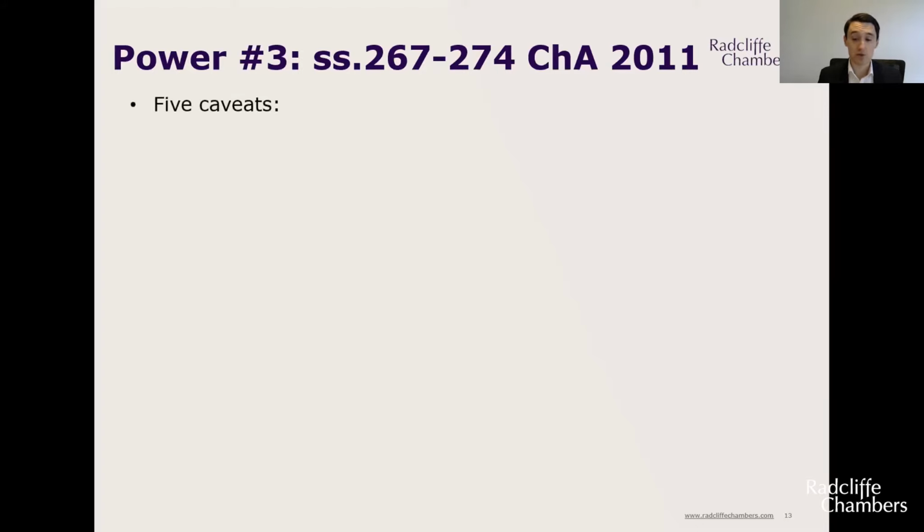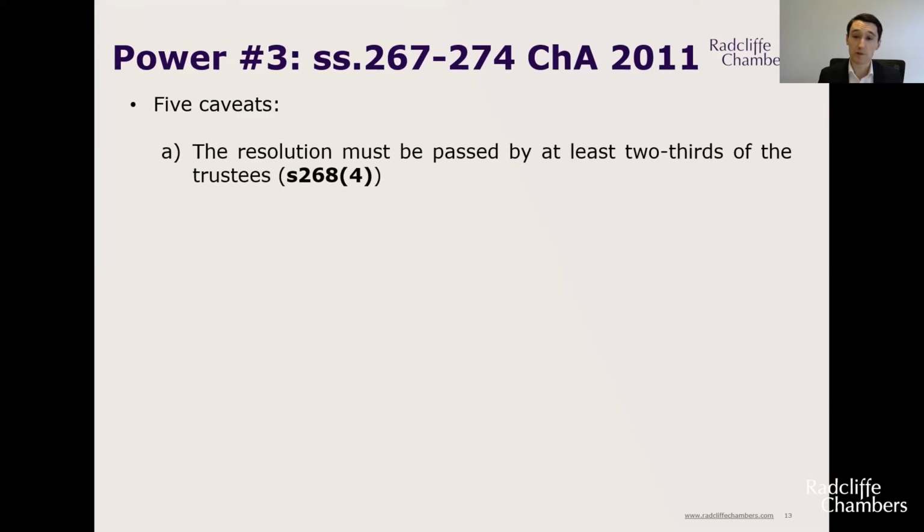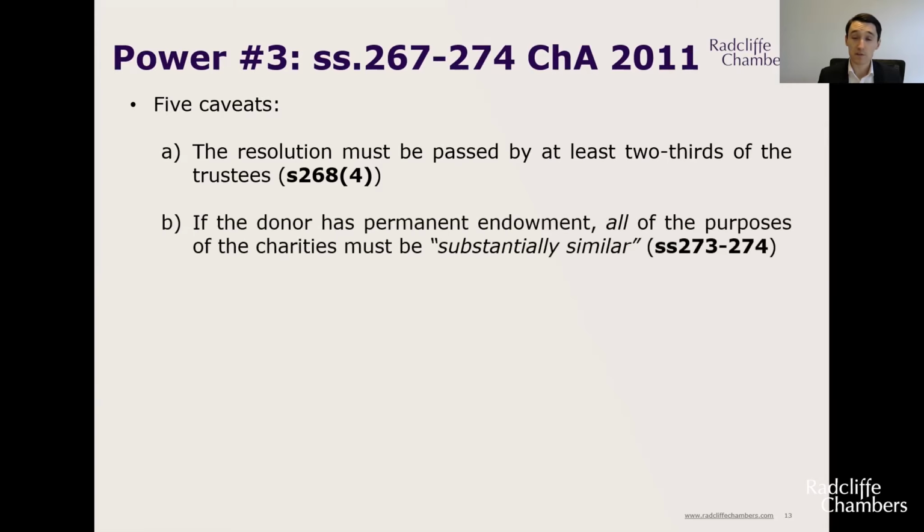First, the resolution must be passed by at least 2/3 of the trustees, an enhanced majority. Secondly, if the donor has permanent endowment, that is, assets which cannot be spent as if they were income, then the transferring trustees must be satisfied that all of the purposes of the 2 charities are substantially similar. Remember, the general rule is that you only need any of the purposes to be substantially similar. But where permanent endowment's involved, it's all of the purposes. So they must be much closer, the charities.